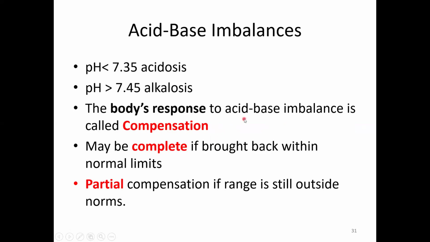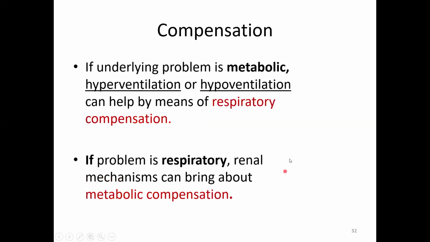There may be two types of compensation. The body may compensate or respond fully, which means the pH is brought back within normal limits, so it is said to be complete compensation, when normal conditions come back. But if the body is only able to adjust pH partially, that is said to be partial compensation, if the pH is still out of normal values. Compensation may be metabolic or respiratory.